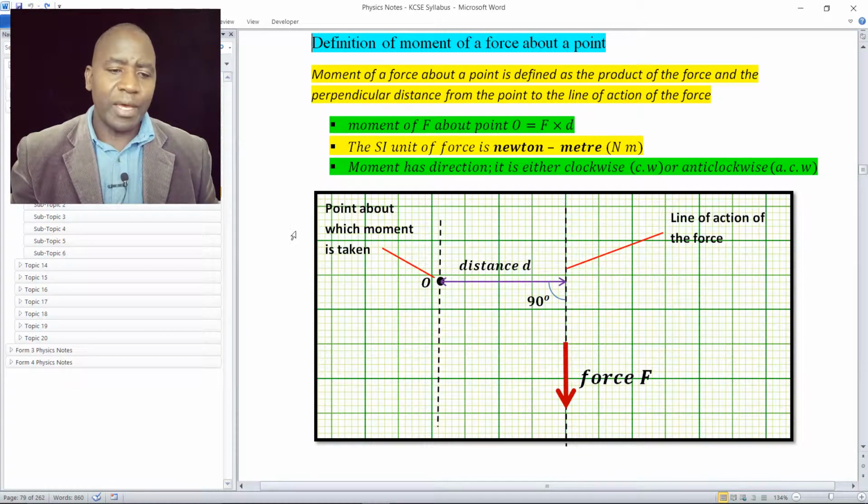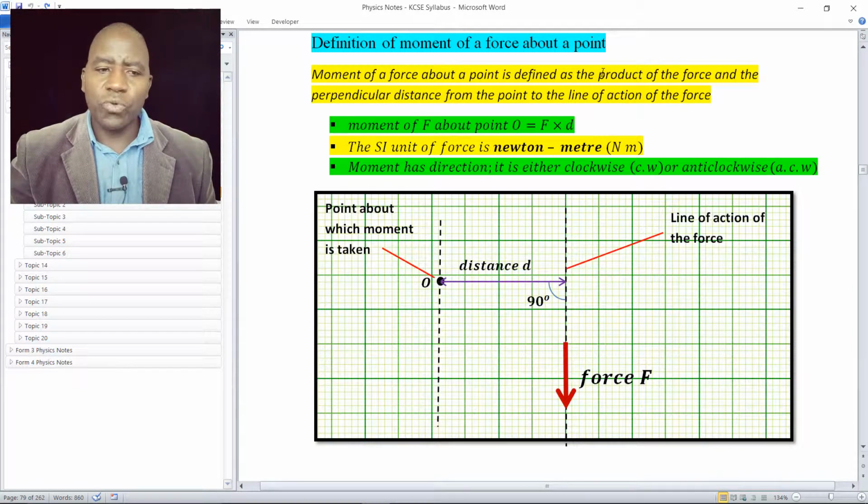So in this diagram here, I have this point O, and I have the force F, and I want to find the turning effect of this force about this point. So definitely I'm going to multiply the distance and the force. That's why we have the word product. Product means multiplication. We are multiplying two physical quantities. The first one is the force and the second one is the distance.